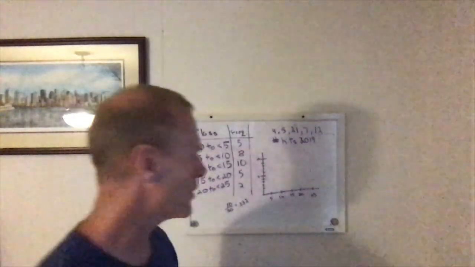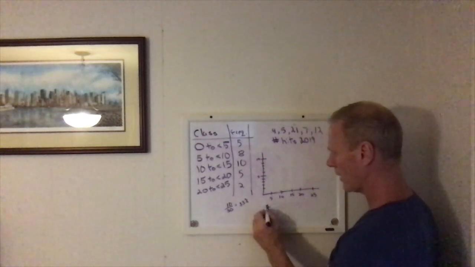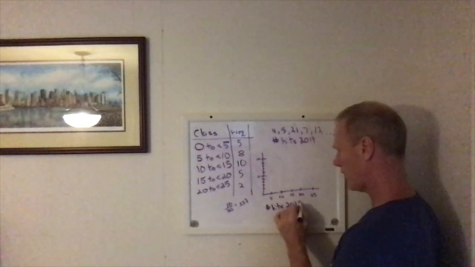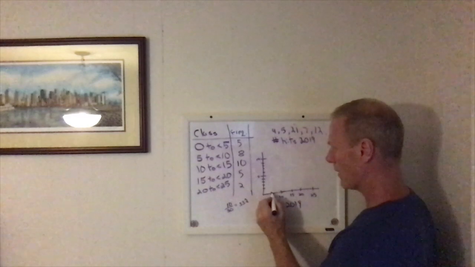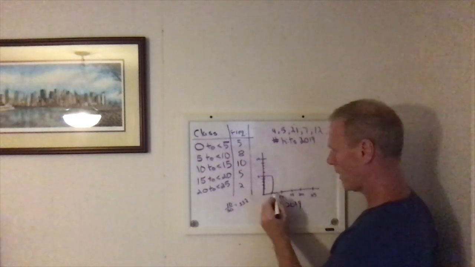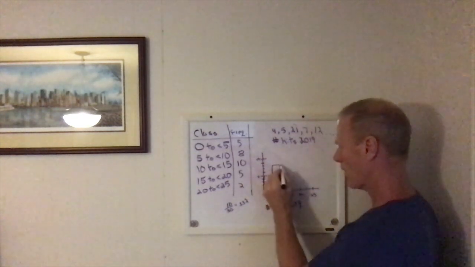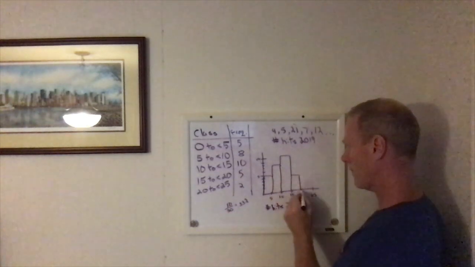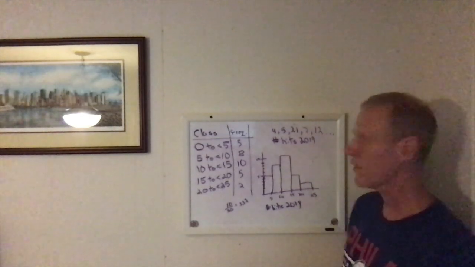Once I have these numbers, I go over here and I draw my scale down here. I always want to title it number of hits 2019, and then I want to put down, all right, it goes from 0 to 5, there were 5. From 5, this one went to 8, then to 10, then to 5, then to 2. So you want them to be the same width, and there's my histogram.